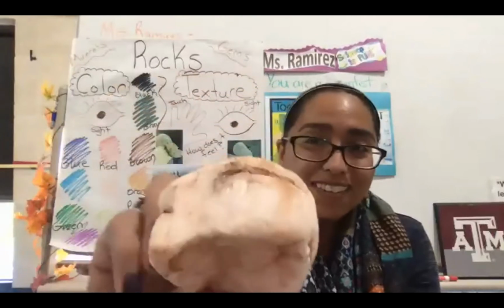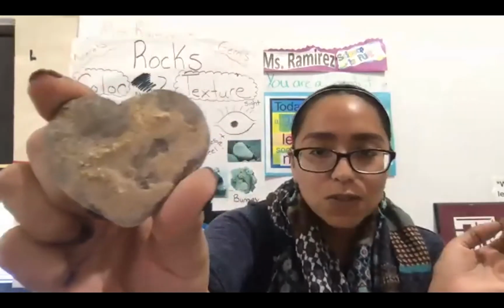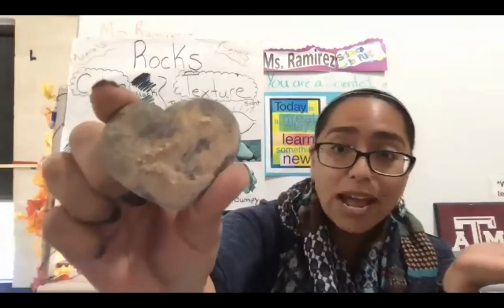I found this pretty pink rock. It looks like it has little white crystals in it. And this was one of my favorite rocks because it's shaped like a heart. So think about what are some cool rocks that you guys can find in your own backyard or at school.